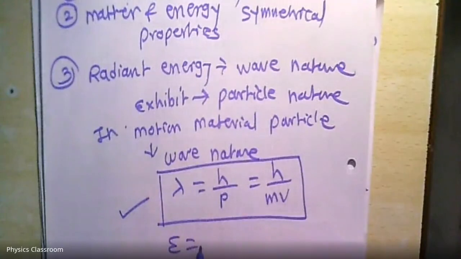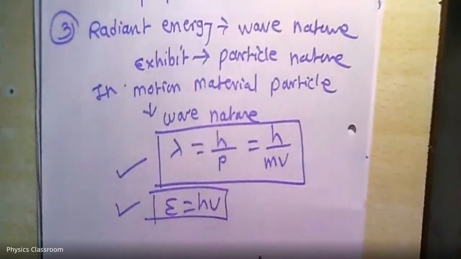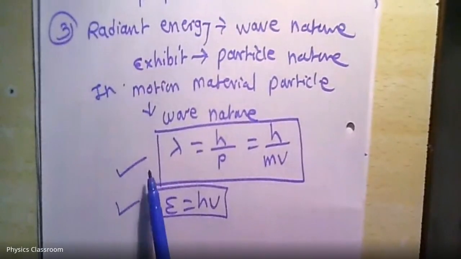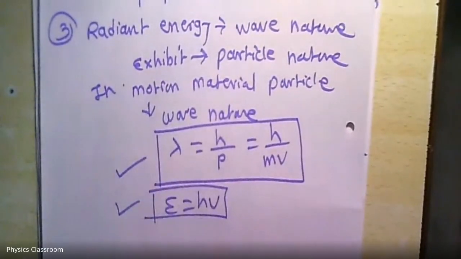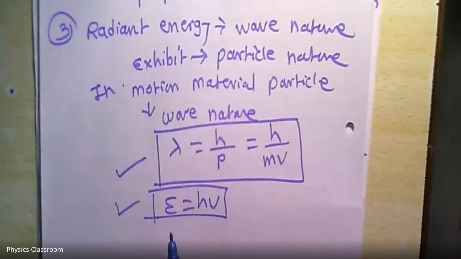Also, one more equation is very much useful: E is equal to h nu, the photoelectric effect equation. The photoelectric effect was explained by the famous scientist Albert Einstein, and the other equation is from de Broglie. These equations are very useful to calculate the wavelength of associated particles and to calculate the energy of those particles.